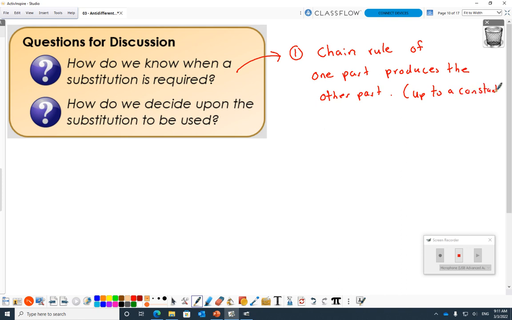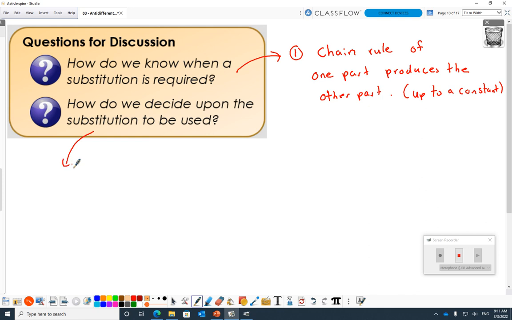Up to a constant. And what they mean by up to a constant is like, well, I know there's a 4 out there or a 2 or a negative, but we'll deal with that as we go. And in a minute, I'm going to show you exactly how to deal with it. So it doesn't have to be fancy or difficult. I'm going to show you exactly how to make sure the constants work out. How do we decide upon the substitution to be used?